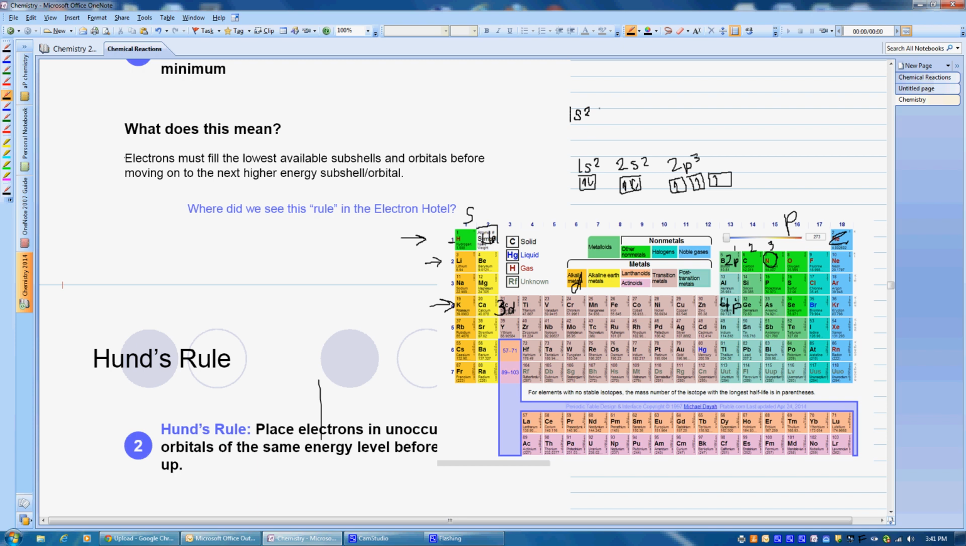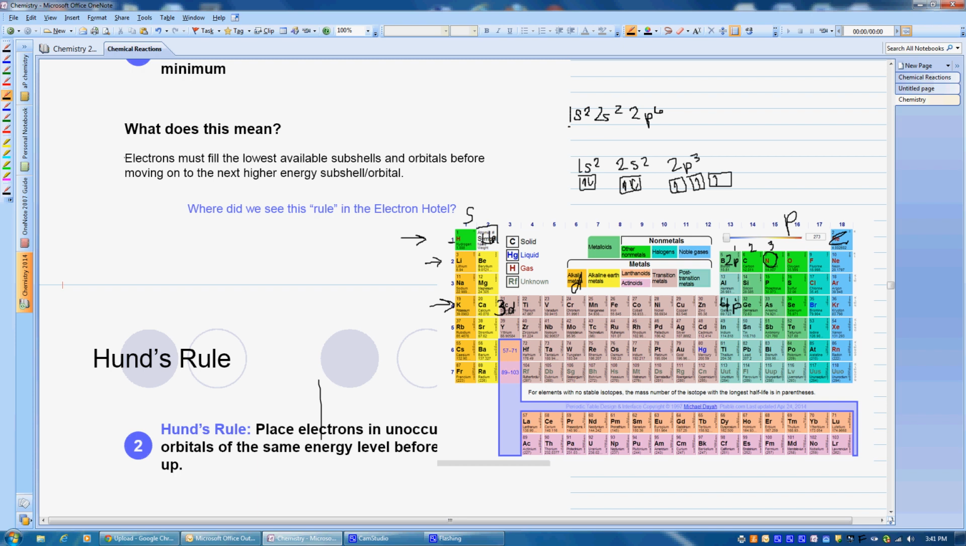We move down here to 2s2, and then across to 2p. Now this time we're on neon, so it's going to be 2p: 1, 2, 3, 4, 5, 6. So this time we would end with 2p6.